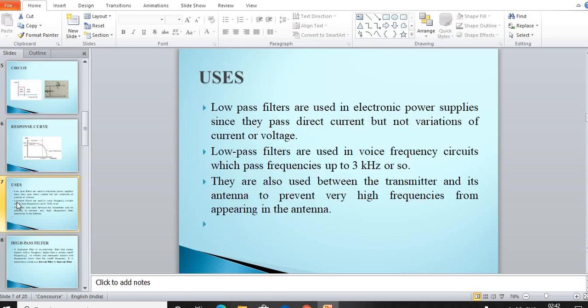Uses. Low pass filters are used in electronic power supplies since they pass direct current but not variations of current or voltage. Low pass filters are used in voice frequency circuits which pass frequencies up to 3 kHz. They are also used between the transmitter and its antenna to prevent very high frequencies from appearing in the antenna.